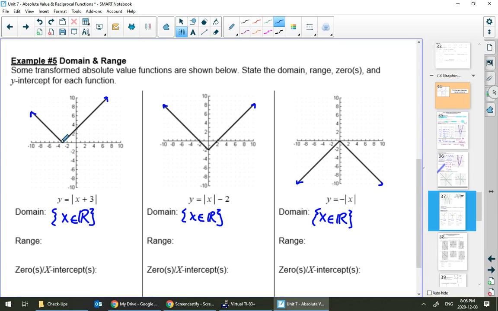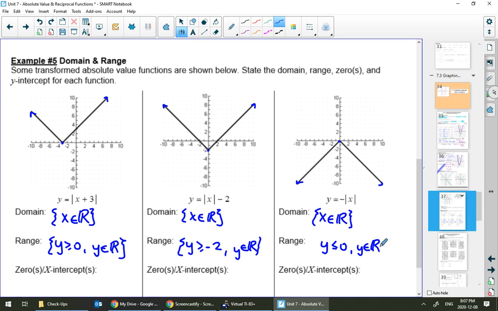Now taking a look at our range for this graph here, our graph is touching the x-axis, so y is greater than or equal to 0, and y is an element of the reals. Here our graph's been shifted down too, so y is greater than or equal to negative 2, and y is an element of the reals. And for this one, the graph has been reflected, but it's still touching the x-axis, but this time instead of y being greater than or equal to 0, it's less than or equal to 0, and y is an element of the reals.